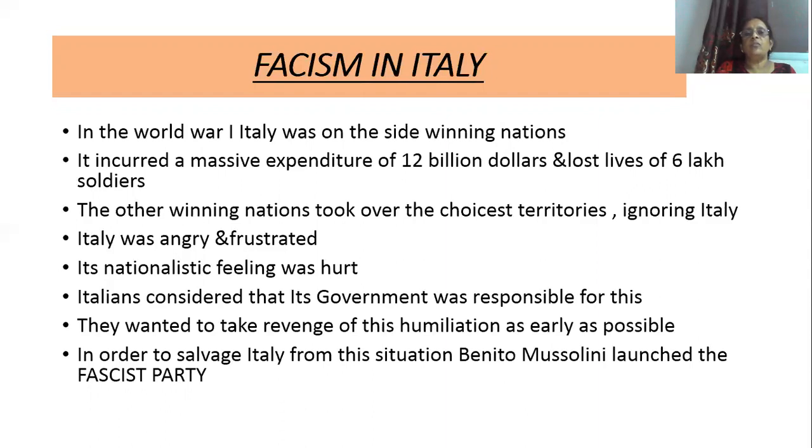In the First World War, Italy was on the side of the Allied nations, the winning nations. Italy had to spend $12 billion and lost 6 lakh soldiers. The winning nations took the choicest territories but did not give any to Italy. So the people of Italy were angry and frustrated, and their nationalistic feeling was hurt. Italians thought that the government of Italy was responsible for this, and they wanted to take revenge.